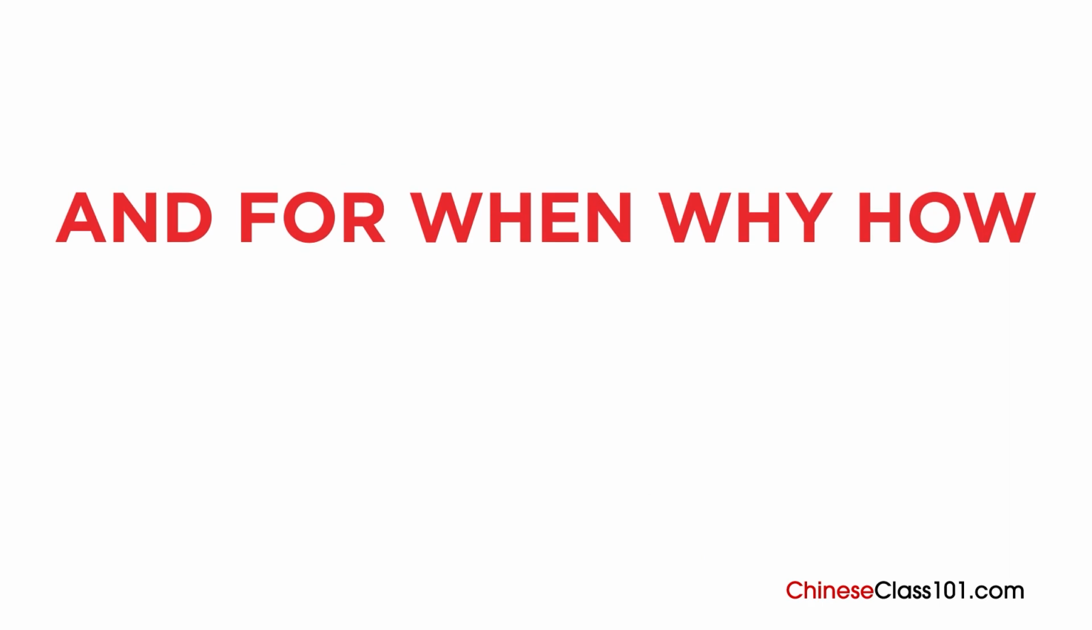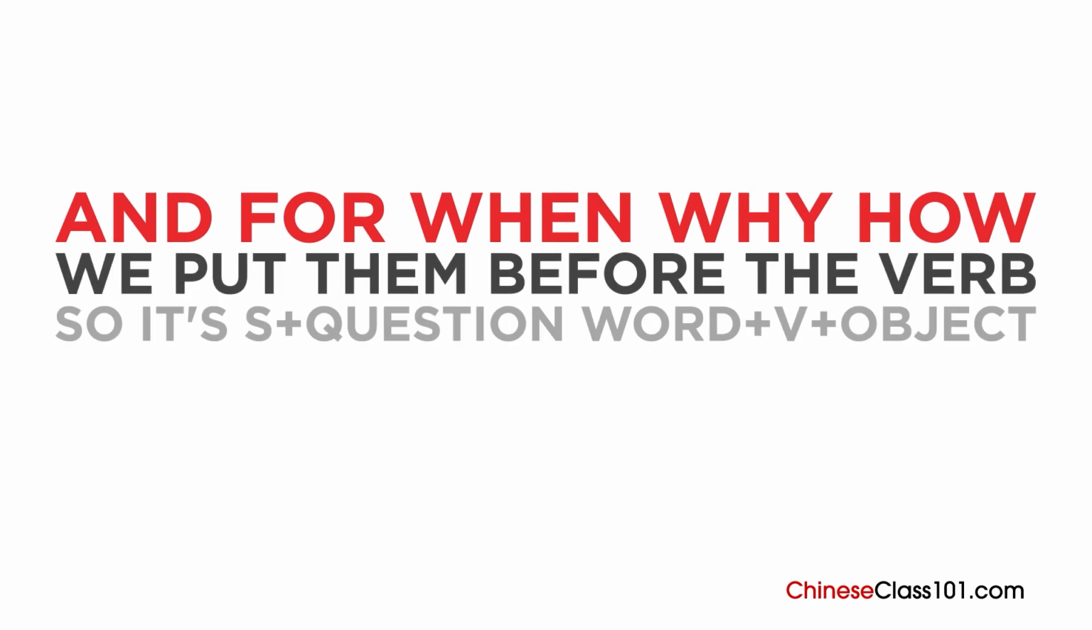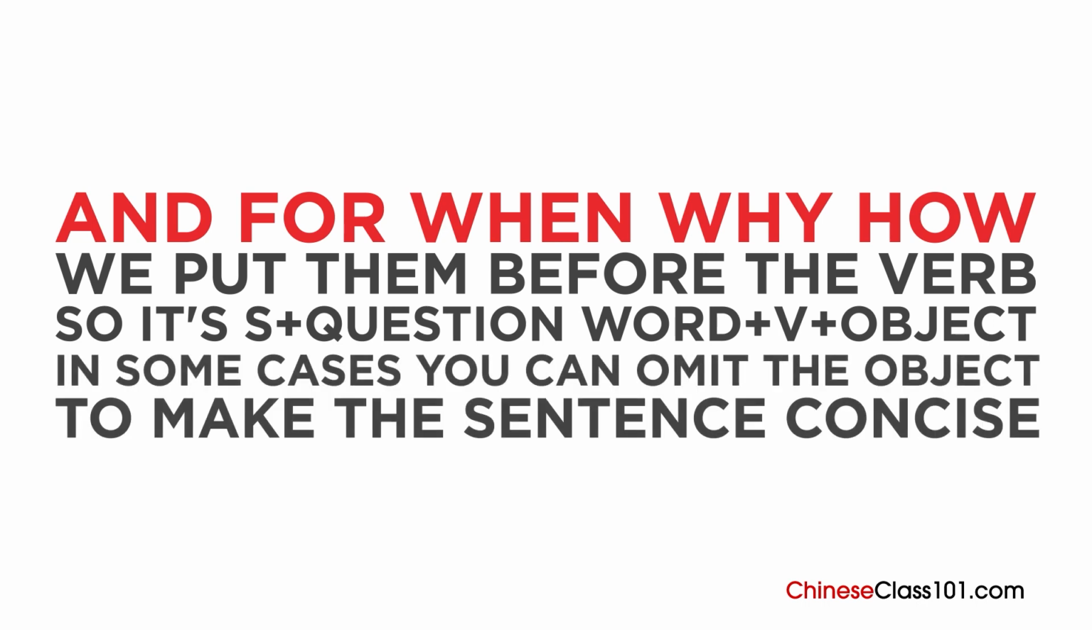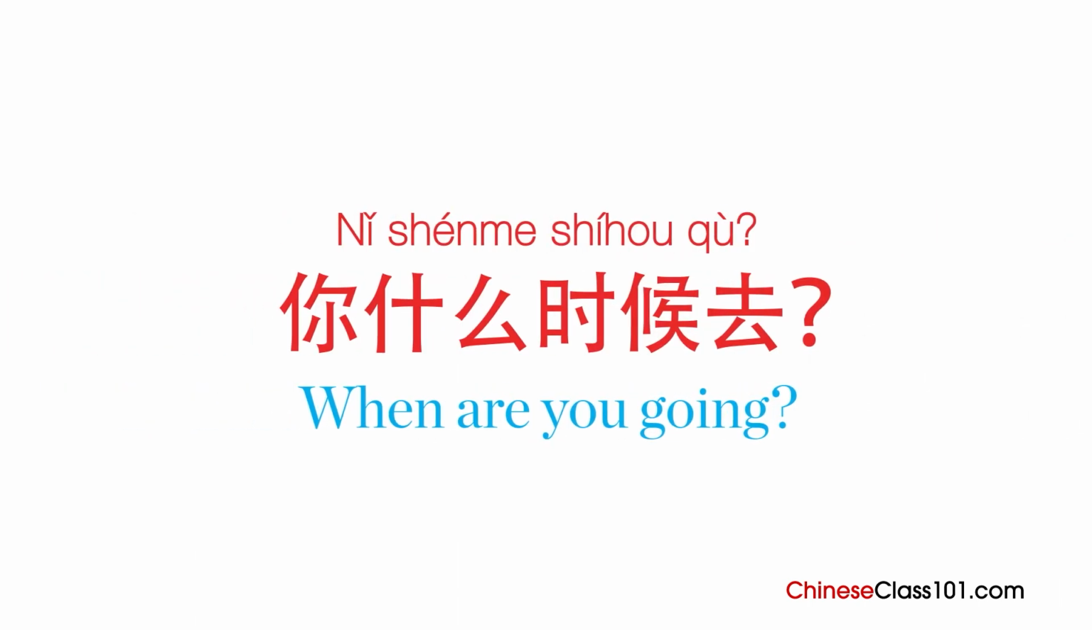And for the rest of the question words, we put them before the verb, so it's subject, question word, verb, object. In some cases, you can omit the object to make the sentence concise. When are you going? 你什么时候去? 你 you 什么时候 when 去 go?